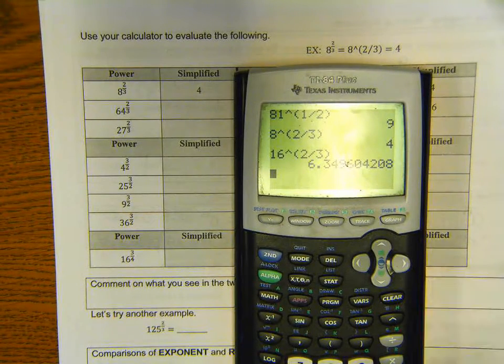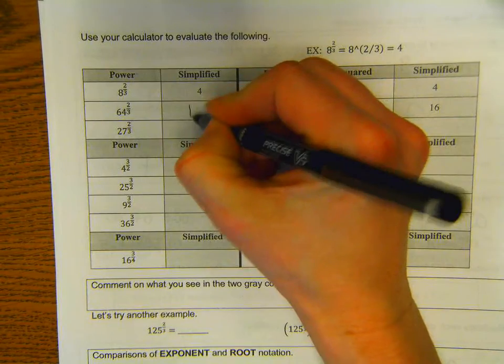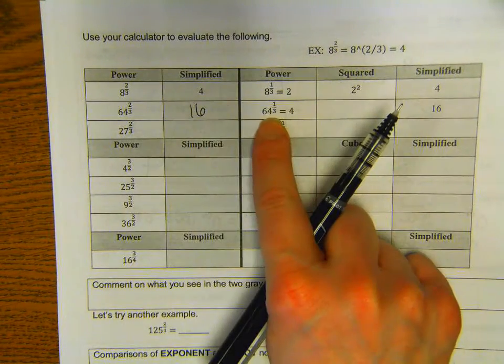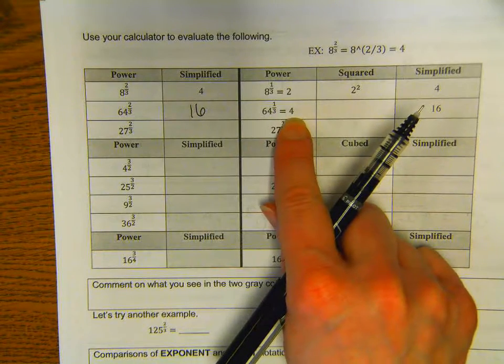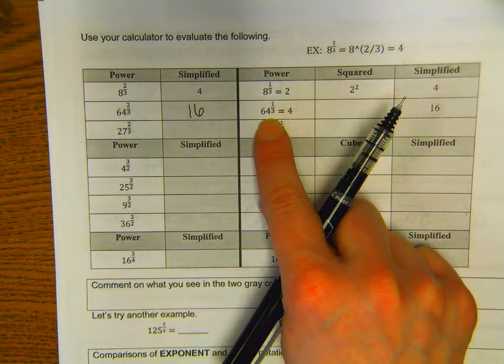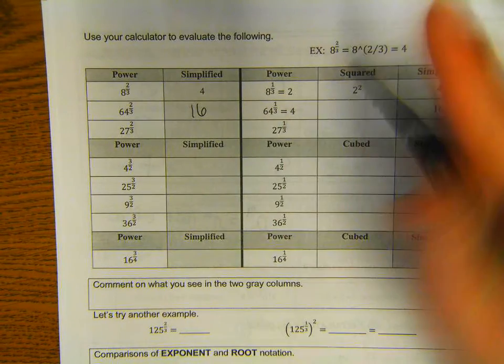Oh, 64 to the 2/3. Did you get 16? Okay, so we're going to write down 16. Let's do 64 to the 1/3. What is it? 4. 64 to the 1/3 is 4, right? What's 4 squared?